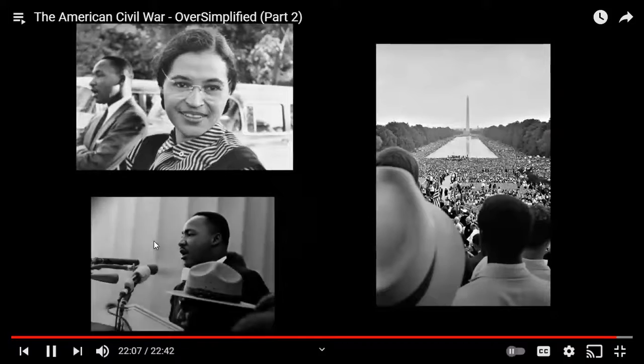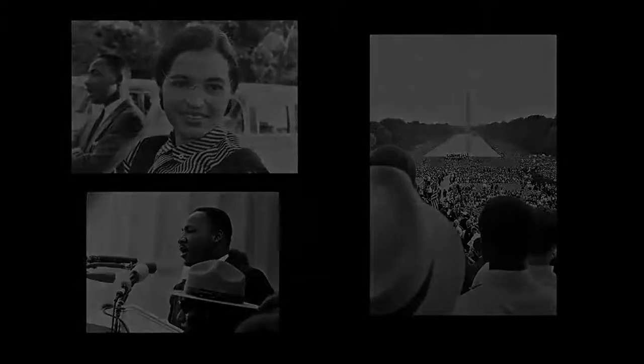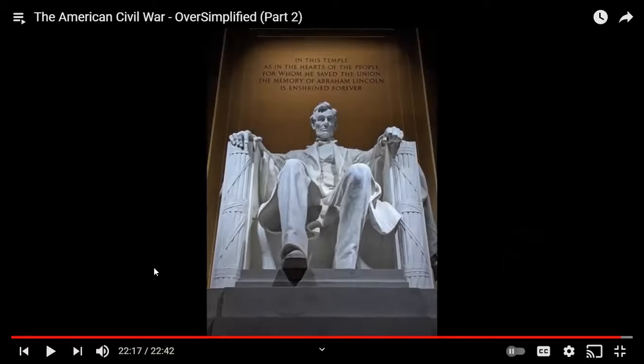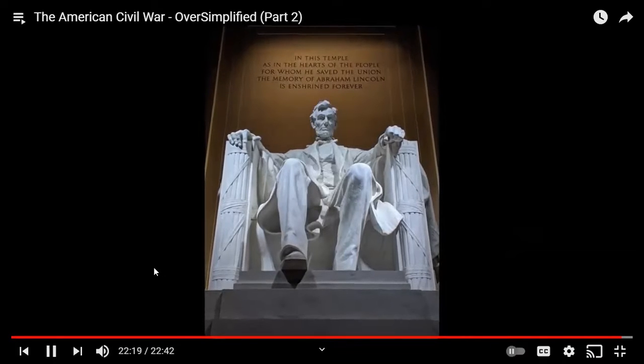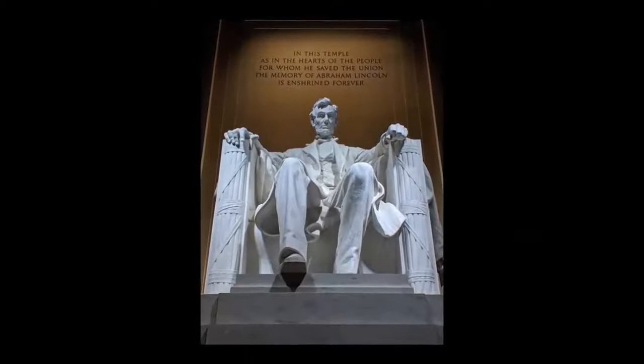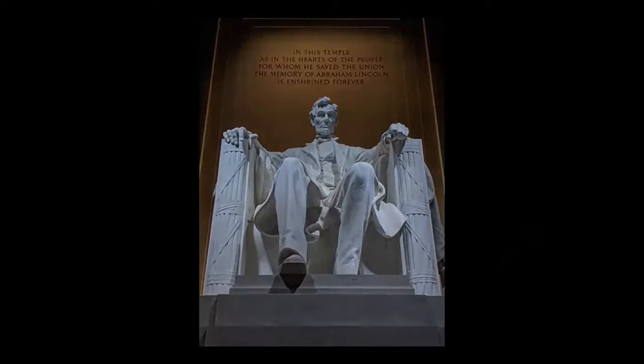Entering into the 20th century, it was clear the fight for equality would continue. In modern America, the man who fought to preserve the nation and never gave up in the darkest of times. Okay, Lincoln Memorial. In this temple, as in the hearts of the people for whom he saved the Union, the memory of Abraham Lincoln is enshrined forever. Stands as a symbol of honesty, empathy, humility, perseverance, and courage. Yeah. A continuous reminder of what has forged America and what it should ever strive to be.